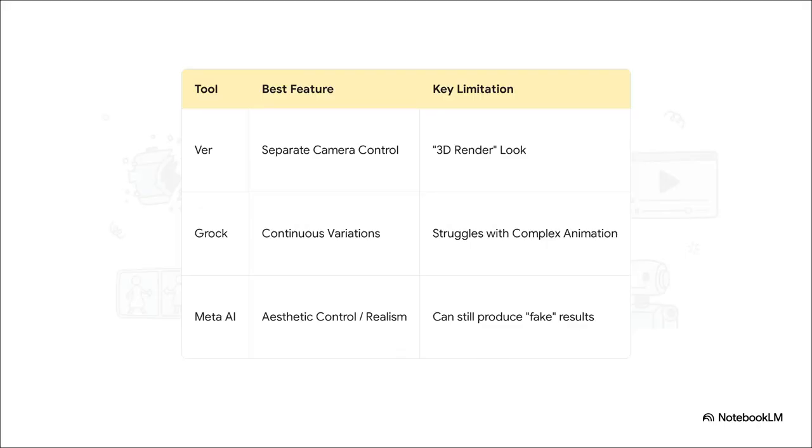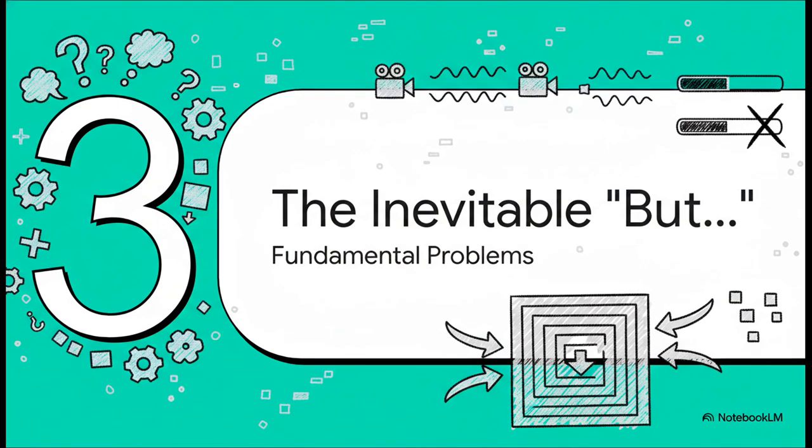So, let's just sum this all up real quick. Vheer's big strength is that separate camera control, but its weakness is that kind of fake 3D render look. Grok is amazing for spitting out endless variations, but it can really struggle with complex animations. And Meta AI wins on its aesthetic controls and realism, even though you still have to be a little careful with your prompts to avoid it looking fake. So, Meta AI is the best free option.